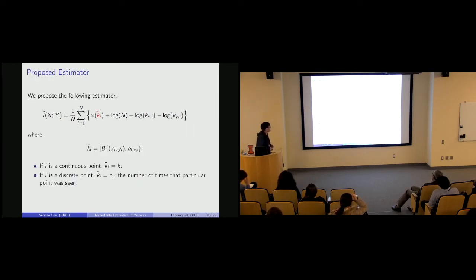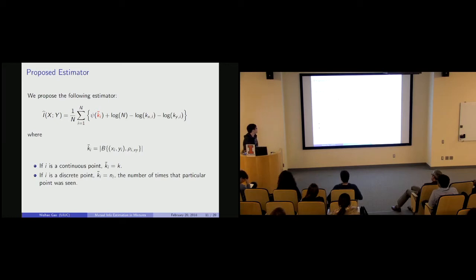So let's go to the mixed setting. We propose the following estimator by just changing one parameter in the KSG estimator. We change k to k tilde i. So what is k tilde? If i is a continuous point, we just let k tilde i equal k. If i is a discrete point, we count the number of times that the particular point was seen, the number of multiple points at this sample.